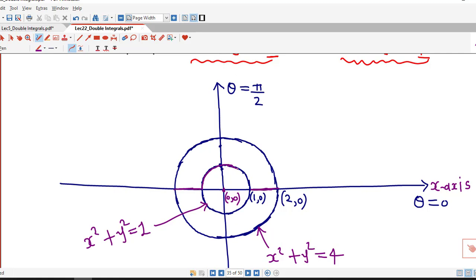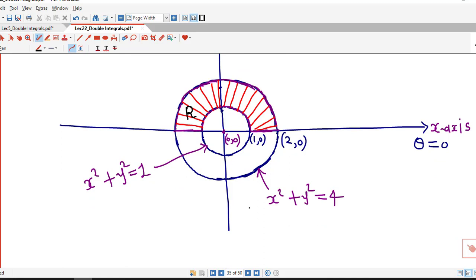So this is the boundary of the circle x square plus y square equal to 1, and this is the boundary of the circle x square plus y square equal to 4. So our region of integration is the region between two circles. So we indicate it by these lines. This is the region of integration for our problem, the region in the upper half plane bounded by both the circles. So we will integrate over this region.